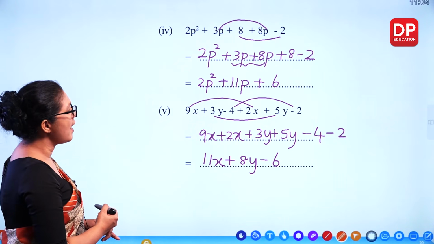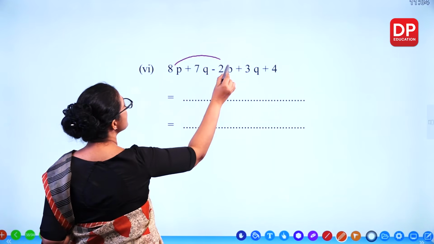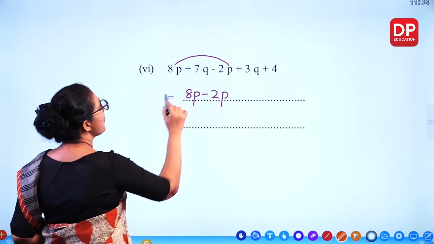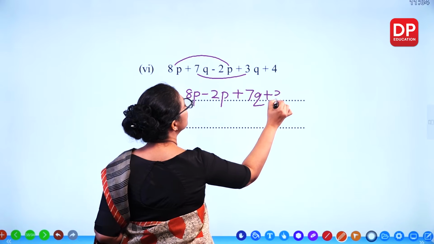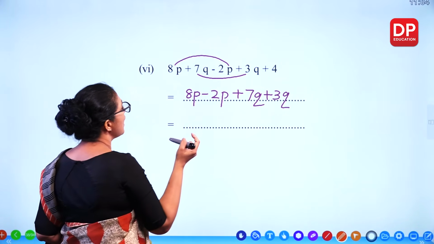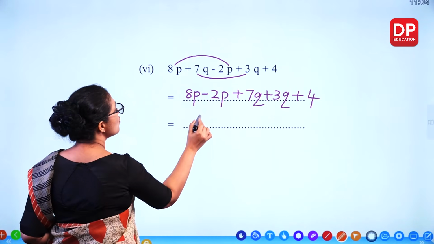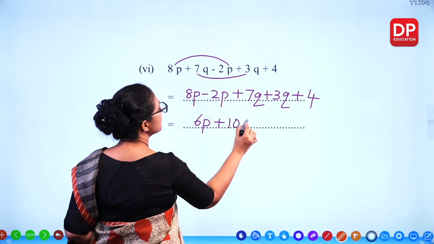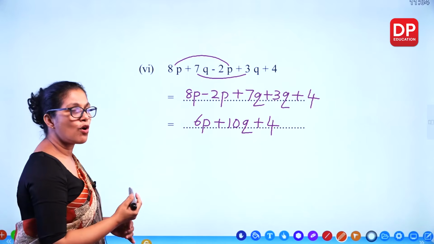Like terms you can add or subtract. This one, p terms first. 8p minus 2p. Q terms, 7q and 3q. And 4 you can write separately. So 8 minus 2, 6. 7 plus 3, 10. And 4 you can add separately. That's a constant term.